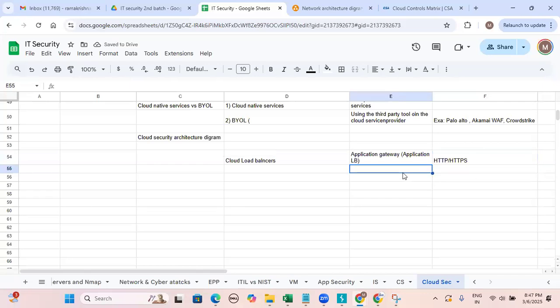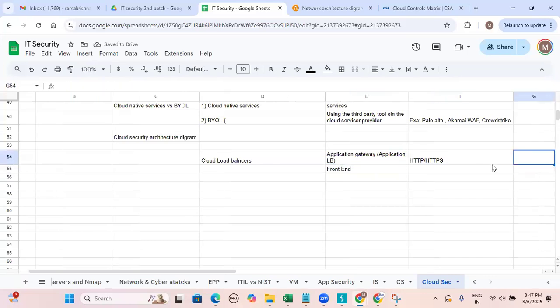That is called the front end load balancer, along with a content delivery network. This application gateway or application load balancer is for the regional side. What is meant by regional and what is meant by global here? Regional means only one location, like a headquarters. What does global mean? Headquarters along with remote branch offices.